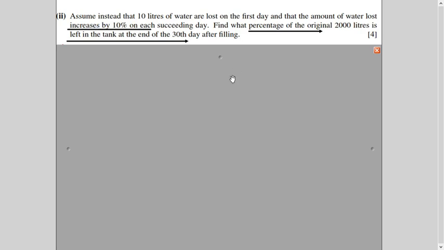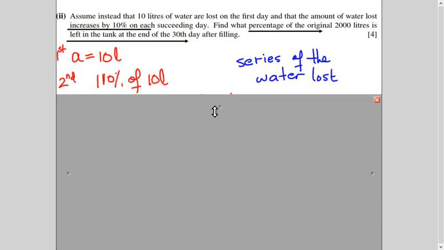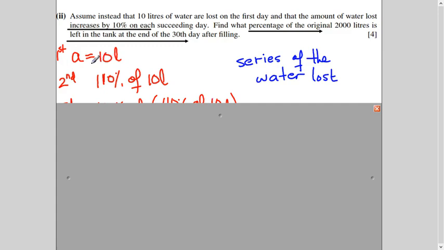Now, the series you are getting is of lost, but he's talking about left in the tank. So be very careful. So let's see first of all the series. Series of the water lost. First day 10 liter. Second day 110% of 10 liter. Now why did I write 110%? Because it is increased by 10%.